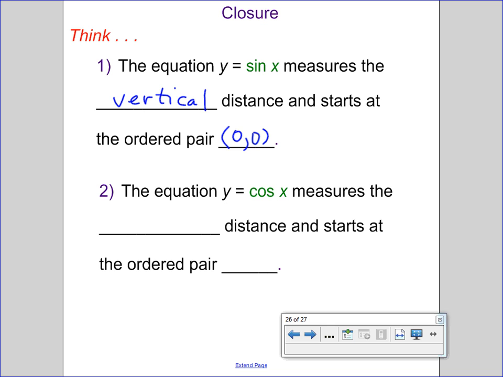Good job. The equation y equals cosine of x measures the blank distance and starts with the ordered pair what? 0, 1. Thank you. And it measures the which distance? Horizontal. Horizontal distance is measured by the cosine function. Absolutely, you guys.